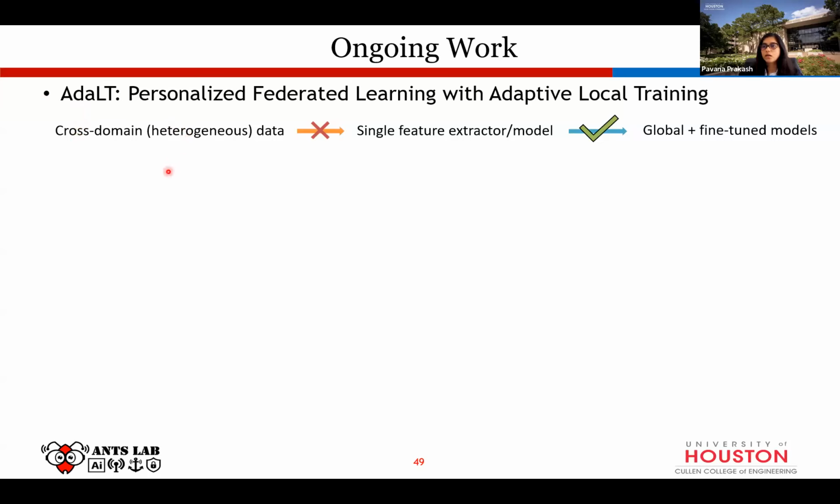It's called ADAPT. The argument here is that when you have cross-domain heterogeneous data, and you want to bring them all into one model and do the training, with one single feature extractor, or one single model, the accuracy may not be that great. But if you have a global model and, in conjunction, use local models for fine-tuning, so that you can target both problems, then we see that it works much better.